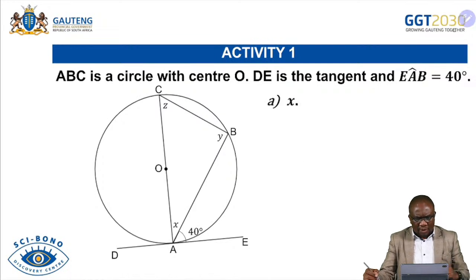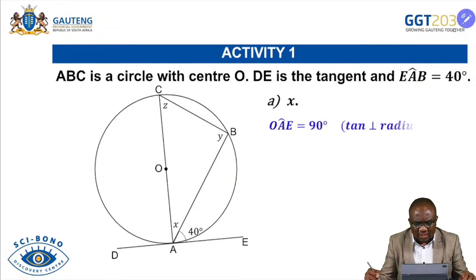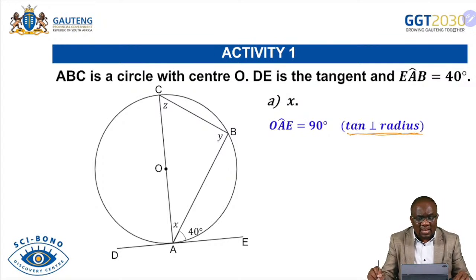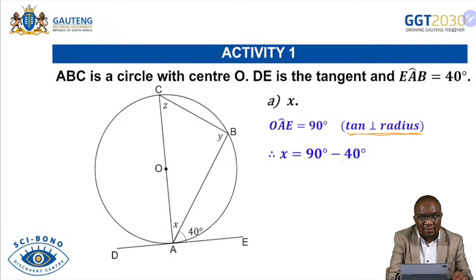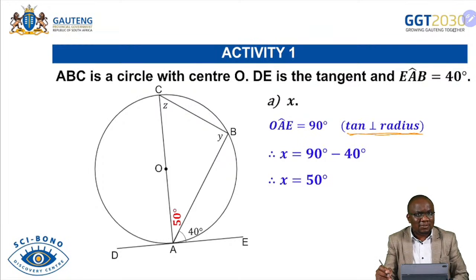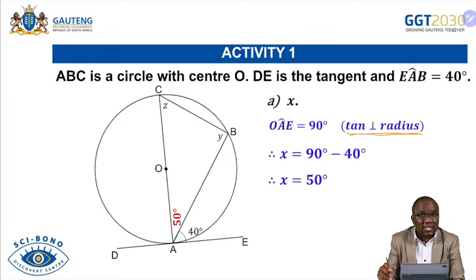Now, what did you get for X? We said this angle here, OAE, is 90 degrees because the tangent is perpendicular to the radius. So to find X, we say 90 minus 40. So X is 50 degrees there. Did you get that? Mark your work. You can write your 50 in the diagram.